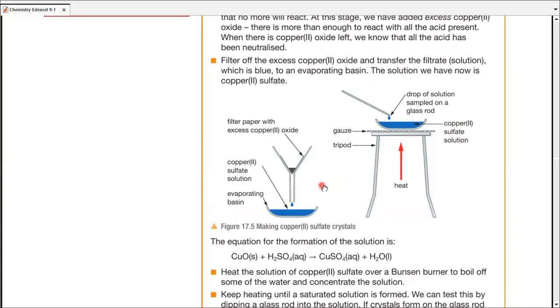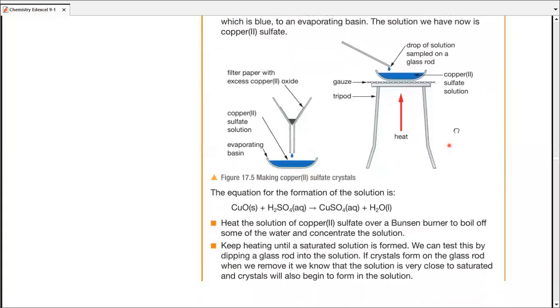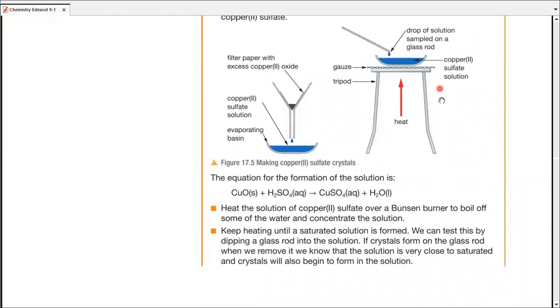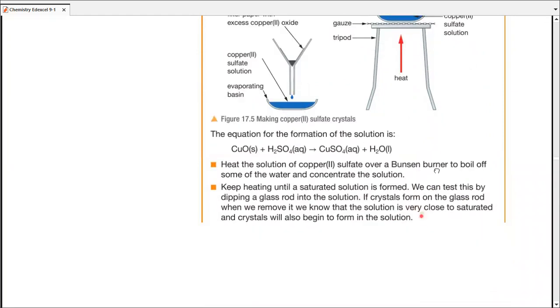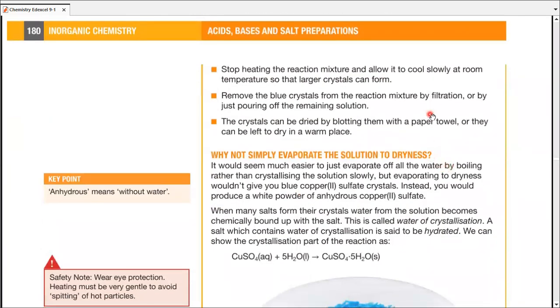Since the acid has completely reacted, only the salt is left. So when we filter it, the excess solid will stop on the filter paper and our salt, soluble in water, would pass. We can evaporate some of the water until we come to a saturation point, which can be checked by dipping a glass rod in the solution. When it's hot, if the glass rod comes out with crystals forming on top of it, stop heating, do not evaporate it to dryness. Let it cool at room temperature. Wash off any of the liquids by filtration or pouring off the remaining solution and dry it by using the paper towel, or you can simply leave it to dry in a warm place.